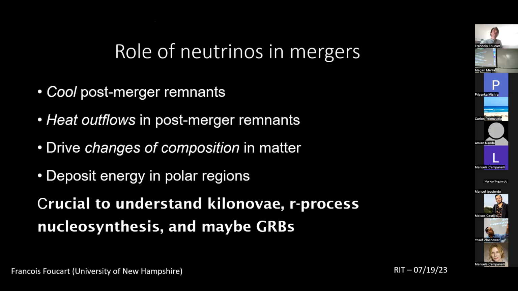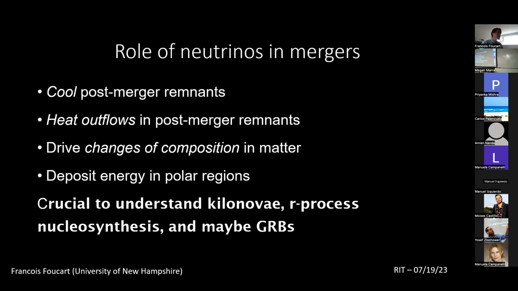Okay. So let's look now at the role of neutrinos in mergers, and then we'll see what the important processes are to include in order to model them. The first order effect of neutrinos in a neutron star merger simulation is to cool the post-merger remnant. Both the remnant neutron star and the accretion disk are cooled mostly by neutrino emission. And so just to capture the thermodynamics of the remnant, you actually need to have that neutrino cooling included.